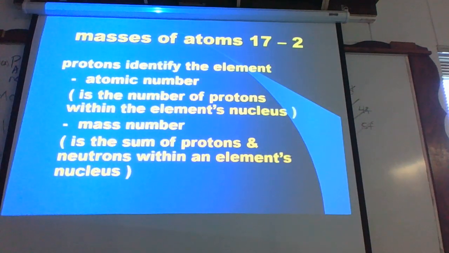Okay. So again, the atomic number is the number of protons within the element's nucleus. And we've done parts of this before last week, dealing with the mass number, that will give you the number of neutrons in that element.